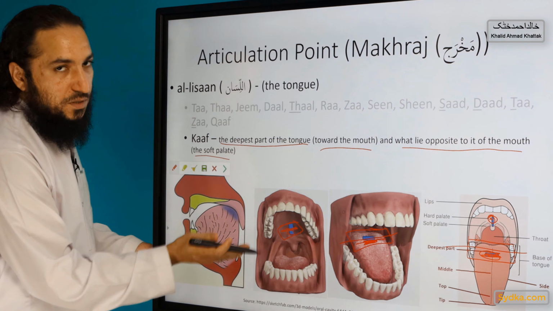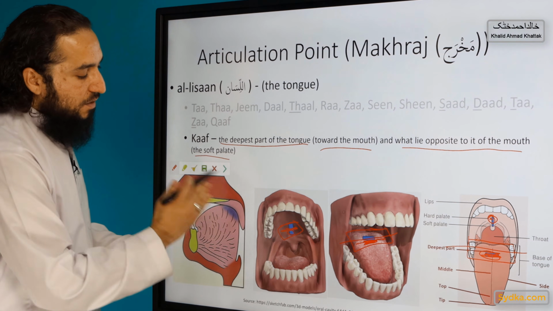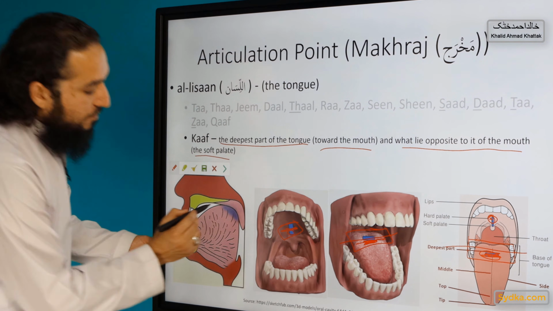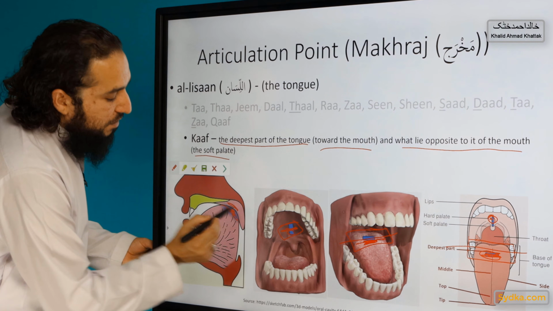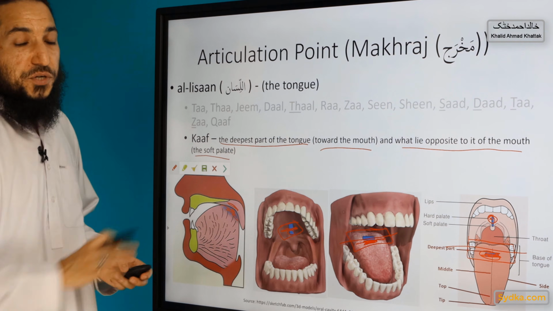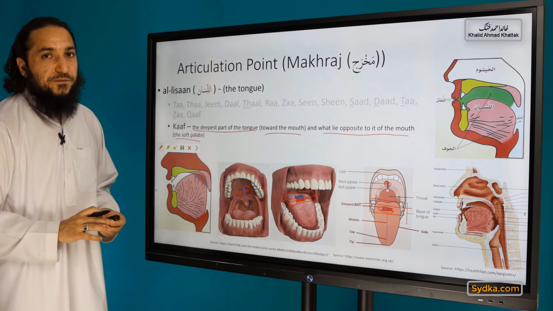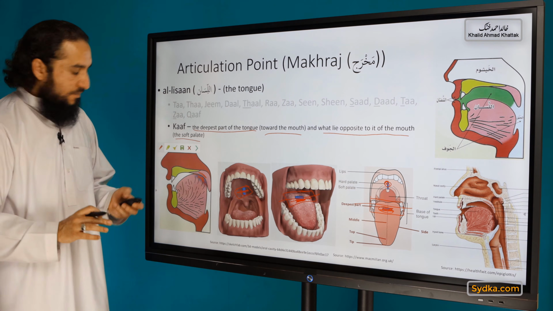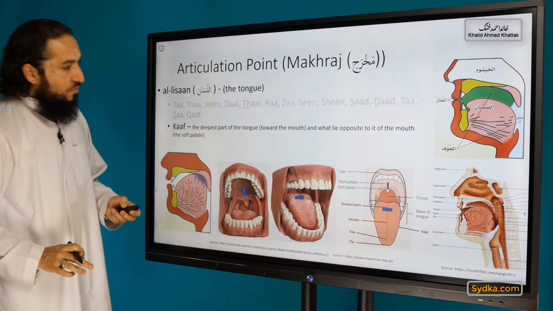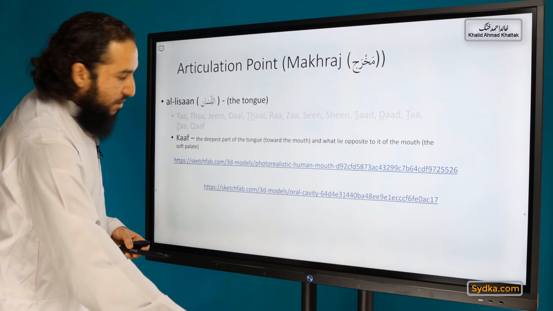The Qaaf was just down there, and the Kaaf is a bit upper. You can see the soft palate touching here. So this is the articulation point for Kaaf, or the sound ak, ak. Let me go to the 3D model and explain it there.